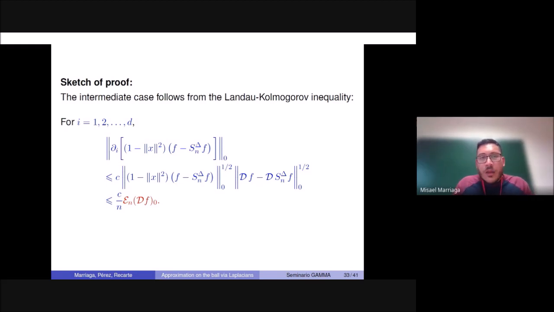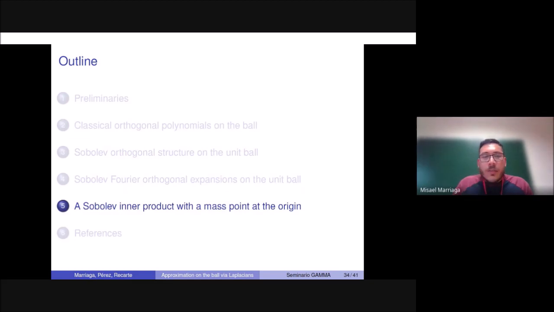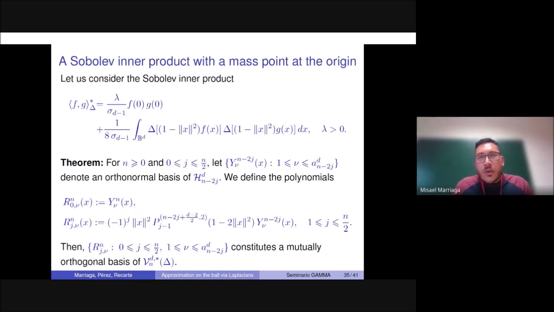And I will mention really quickly our other results, where what we did was replace the spherical part with the evaluation of the functions at the origin. Okay, so here we have a new bilinear form. And of course we started by finding an orthogonal basis with respect to this bilinear form, and we used the same idea as before. And here is our construction.